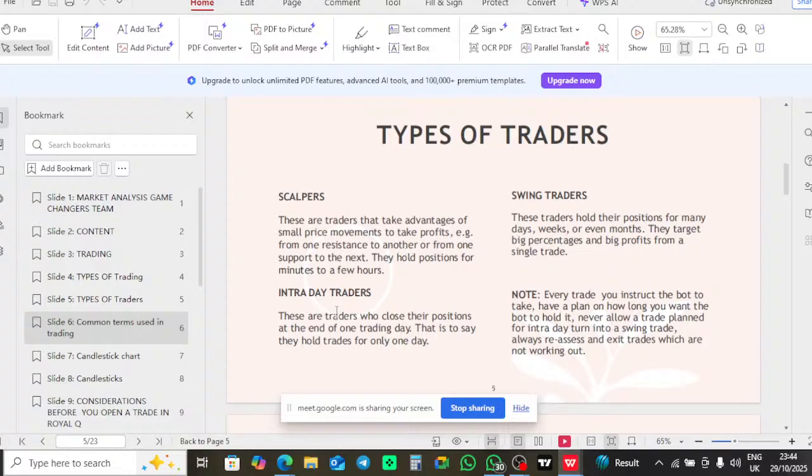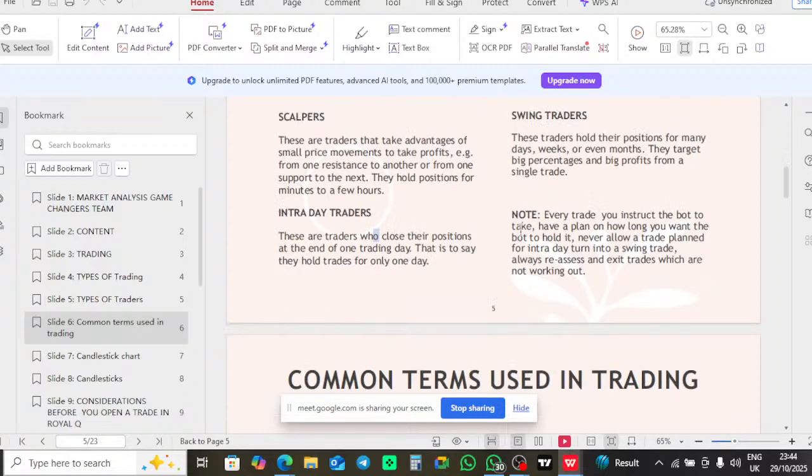So we have intraday traders as well. These are traders who close their position at the end of one trading day. That is to say, they hold trades for only one day. Are we together? They just hold the trade for one day and they are simply out.